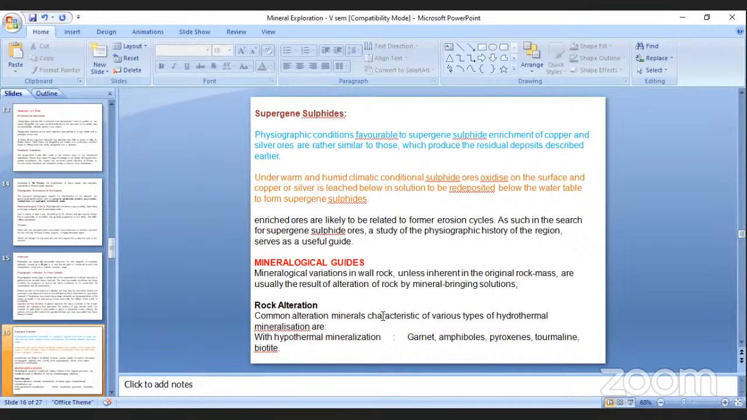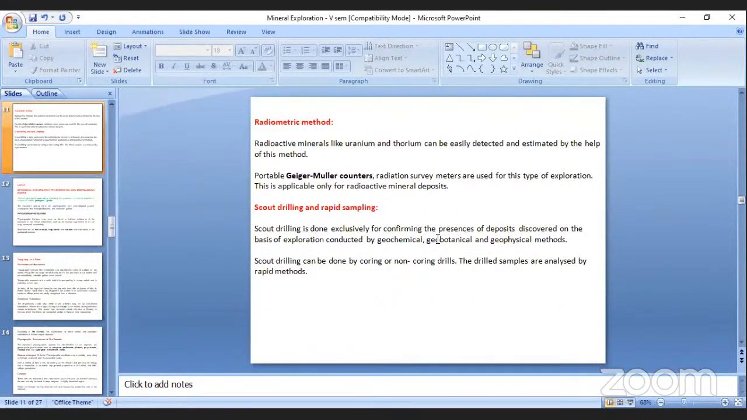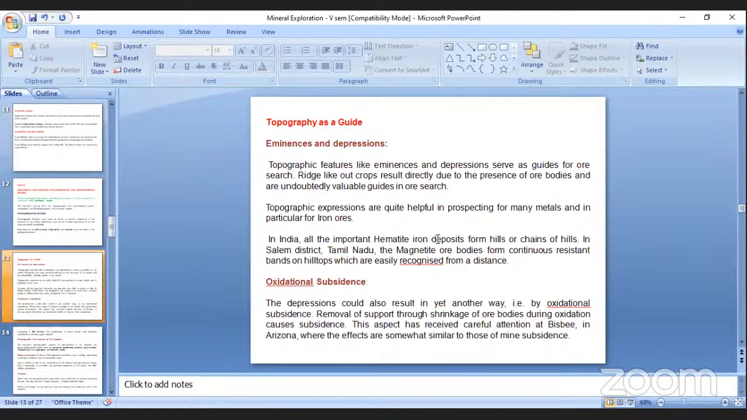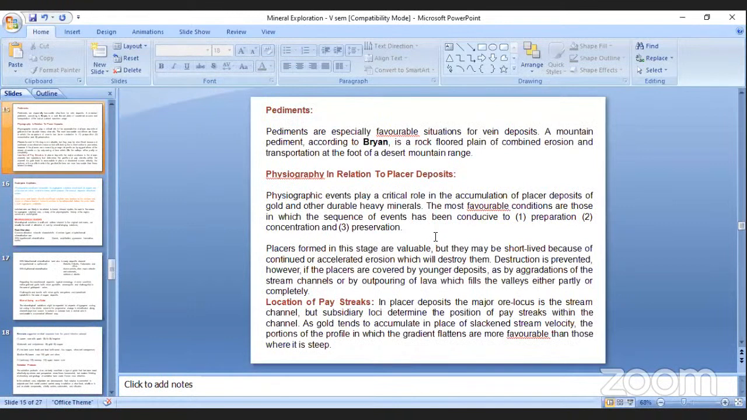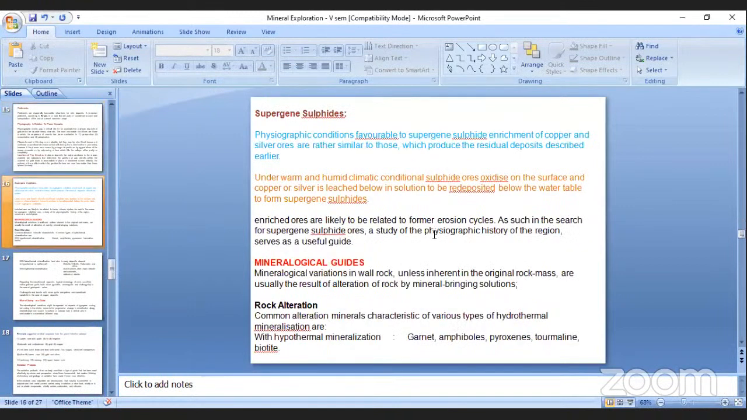And again, the above-mentioned characters will all be useful: physiographic conditions, like eminences or depressions, oxidative substances, canyons, pediments, and supergene sulfides. These are all used for the identification of mineralogical ores. And mineralogical guides: these mineralogical variations we can identify particularly in the process of wall rock alterations.